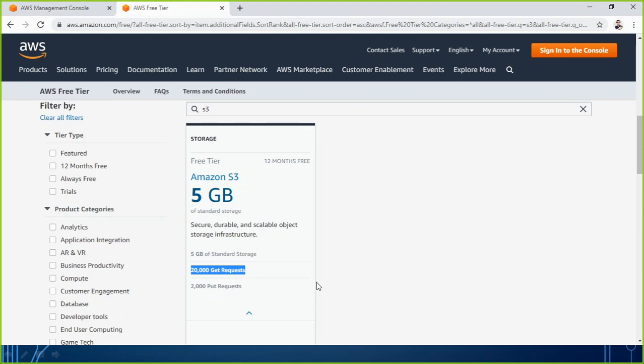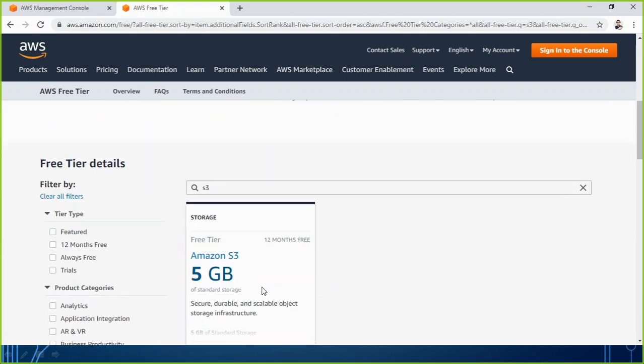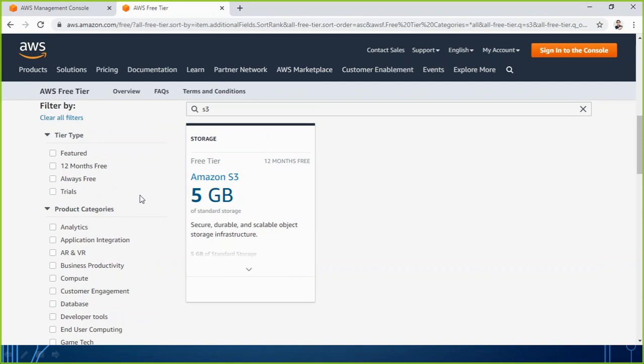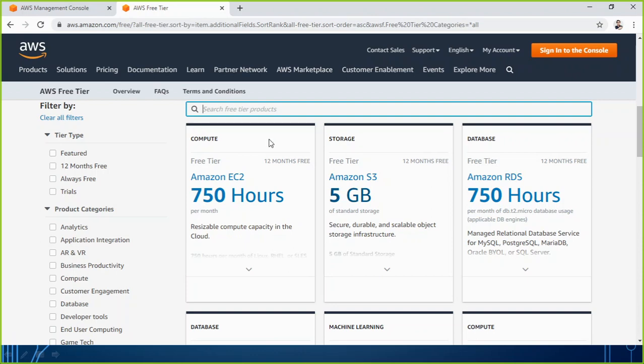So I request you all to please go through all these things once this session is over. Go through all the services' details and have a look at them, what you get completely free, and what you get partly free.